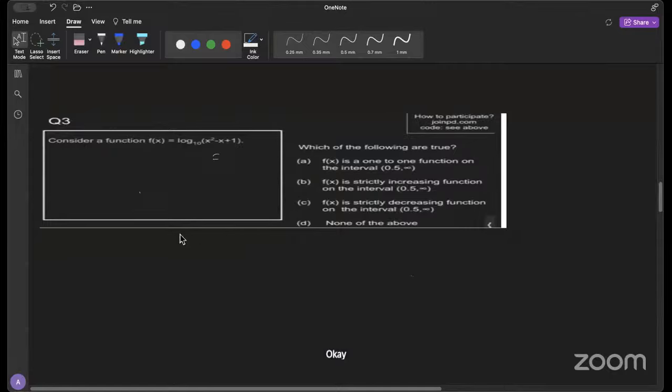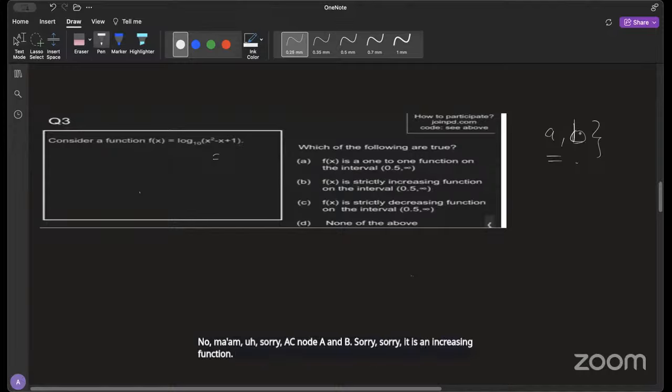Okay, so options A and C should be correct. A, C. Anyone who wants to suggest any different answers than this? No, ma'am. Sorry, A, C, not A and B. It is an increasing function.